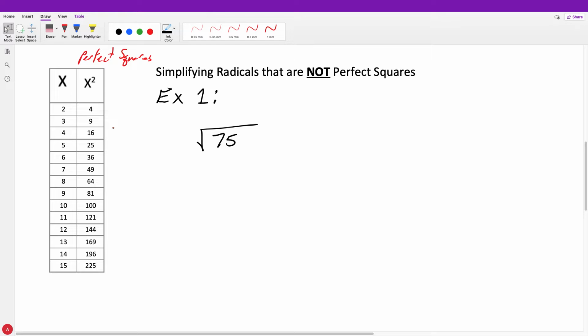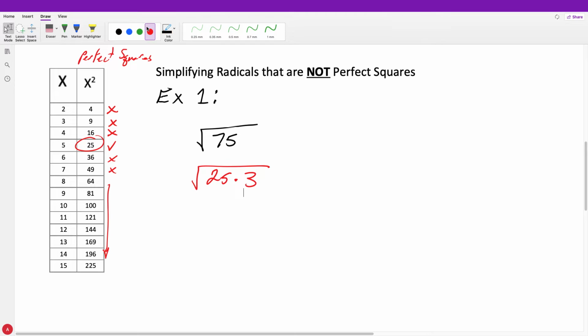Then what I do is I look and see, well, can any of my perfect squares divide evenly into this? Well, 4 can't, 9 can't, 16 can't, 25 can, 36 can't. Once I get to 49, I'm not even going to check any of the rest, because 49 is more than half of 75. And at that point, I know it's not going to go into it as a perfect square anymore. So I'm just going to stop checking. All right, now 25 went into it. So now I'm asking myself, 25 times what gives me 75? And I can rewrite that as 25 times 3.